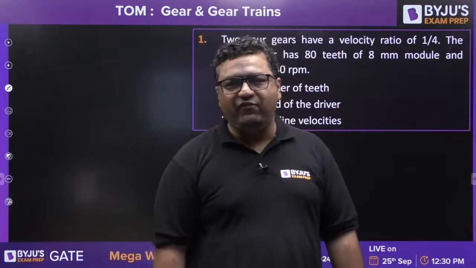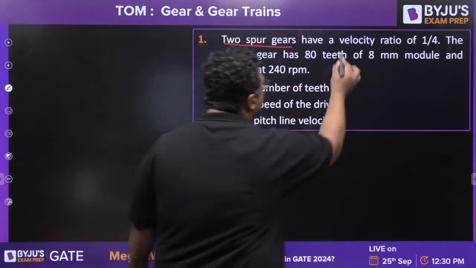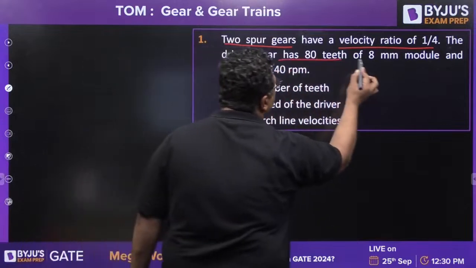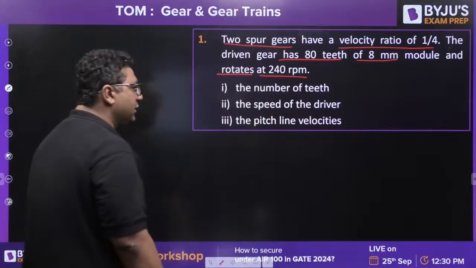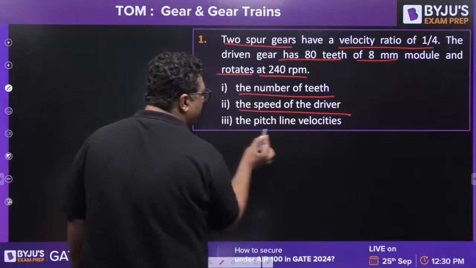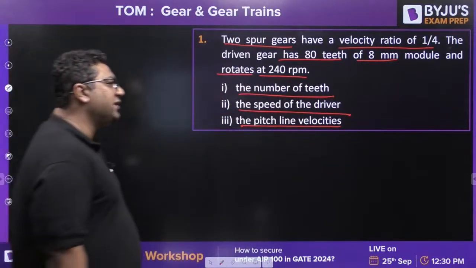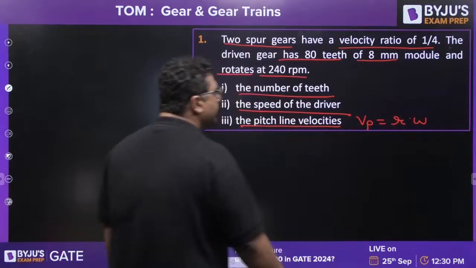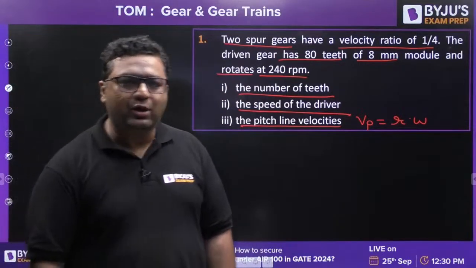So guys, the very first question in front of you is this. There are two spur gears that have a velocity ratio of 1/4. The driven gear has 80 teeth of 8 mm module and rotates at 240 rpm. You need to find out the number of teeth, the speed of the driver and the pitch line velocities. You know pitch line velocity is nothing but Vp equals R into omega. So guys, just try to solve this question. It is a very good question.